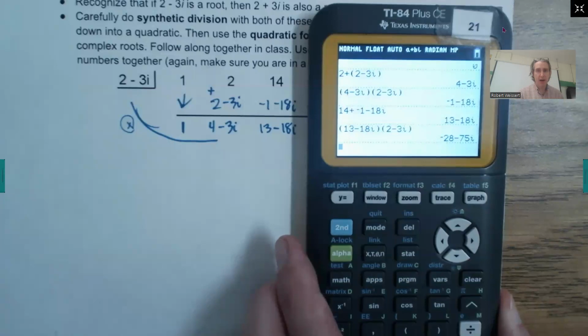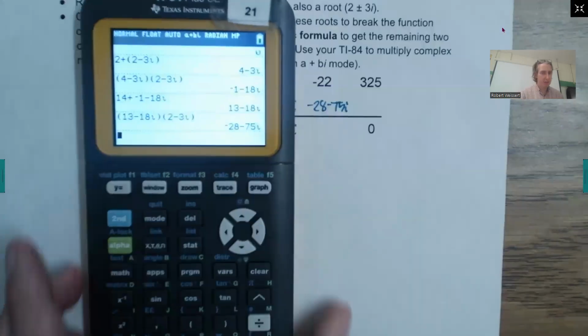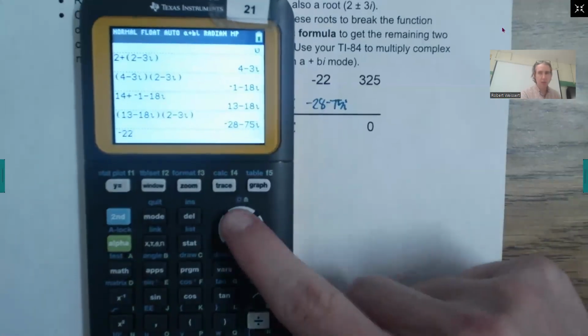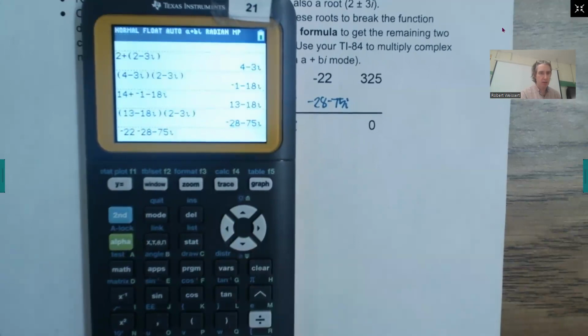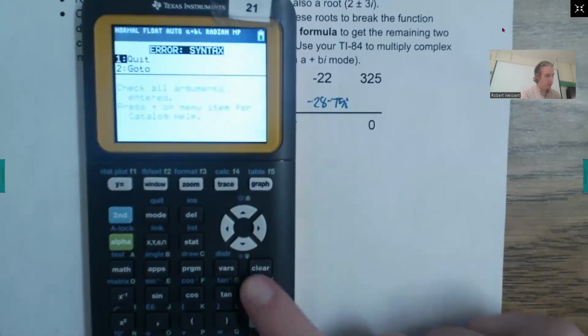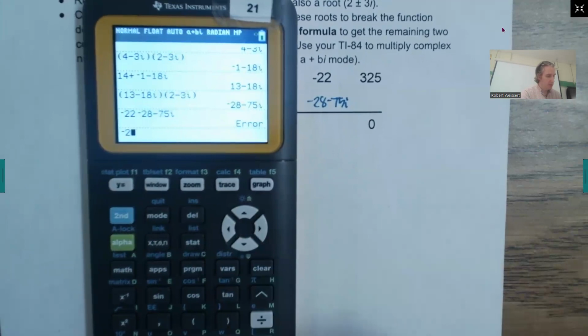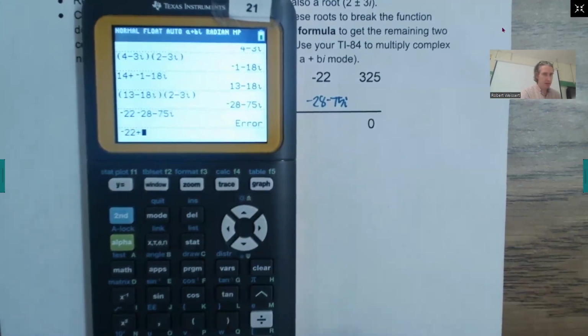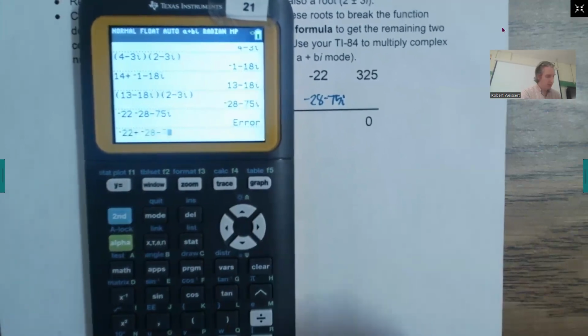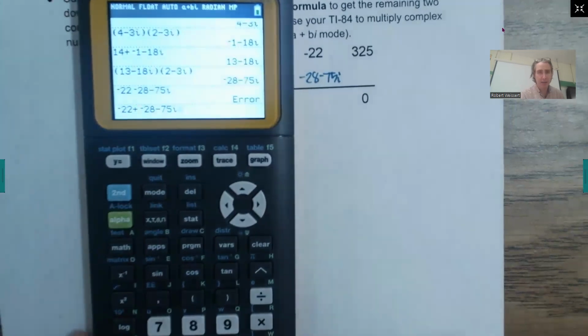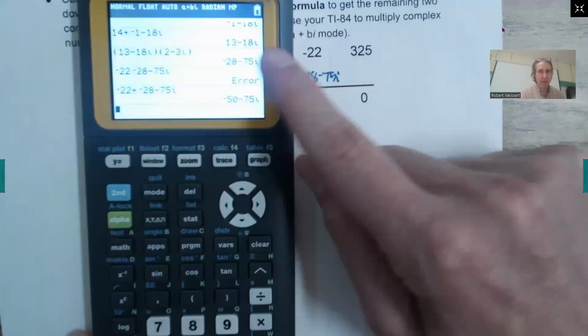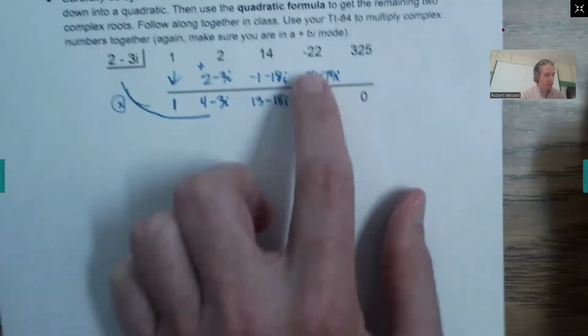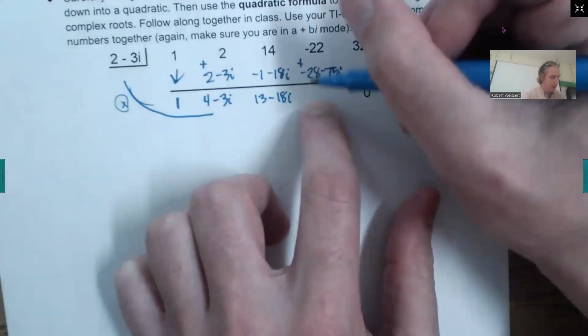-28 minus 75i will get added to the -22. So -22, scroll up, press enter. -22 plus -28 minus 75i. -50 minus 75i is what you get when you add down. Remember, we're adding down here.